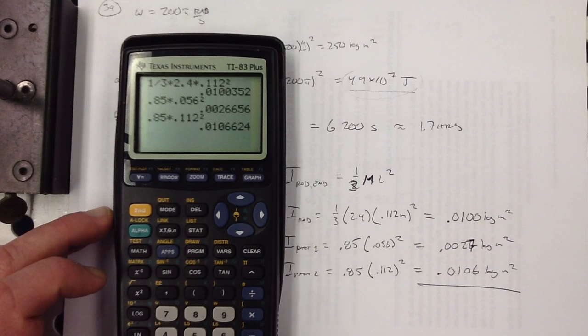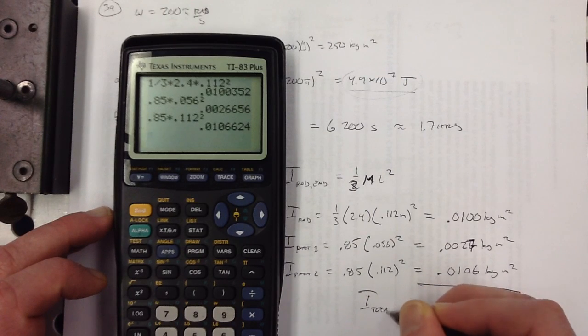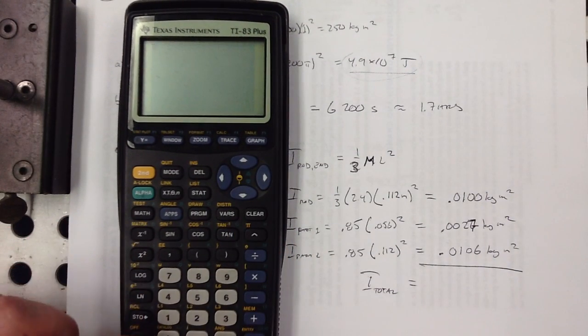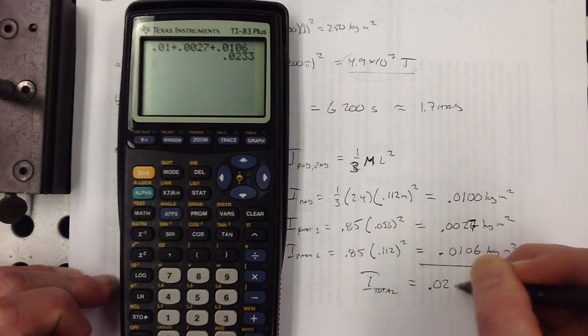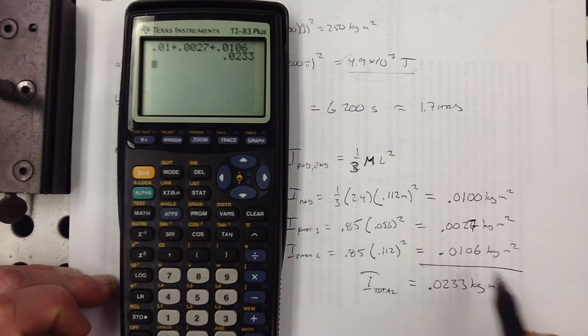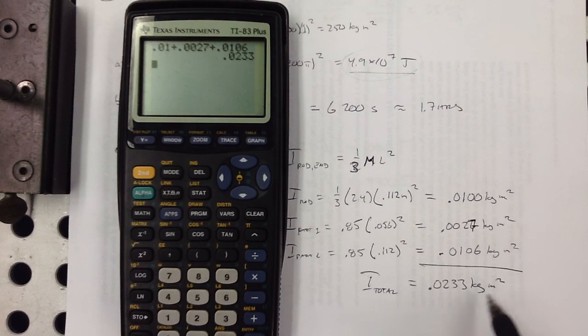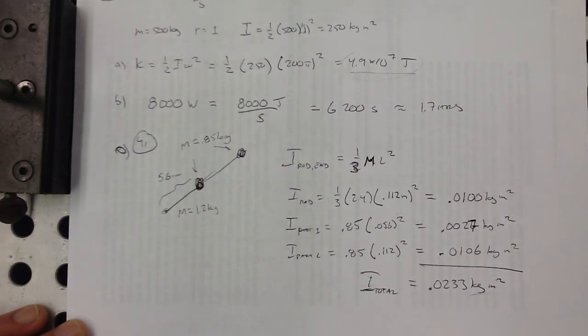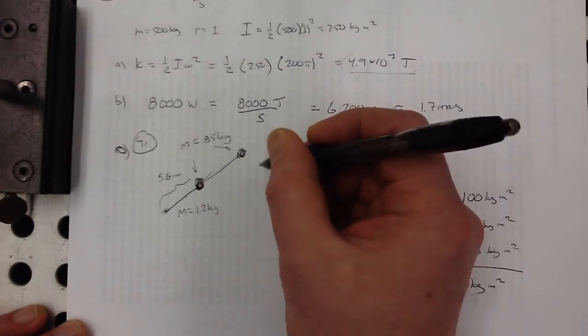And then to find the total of the whole contraption, we just add all those up. So 0.01 plus 0.0027 plus 0.0106 is 0.0233 kilogram meters squared. Sometimes the book will do these in different units, but I always like to just go to SI units. So you can reconcile that with the back if theirs is in different units. And then that was part A.